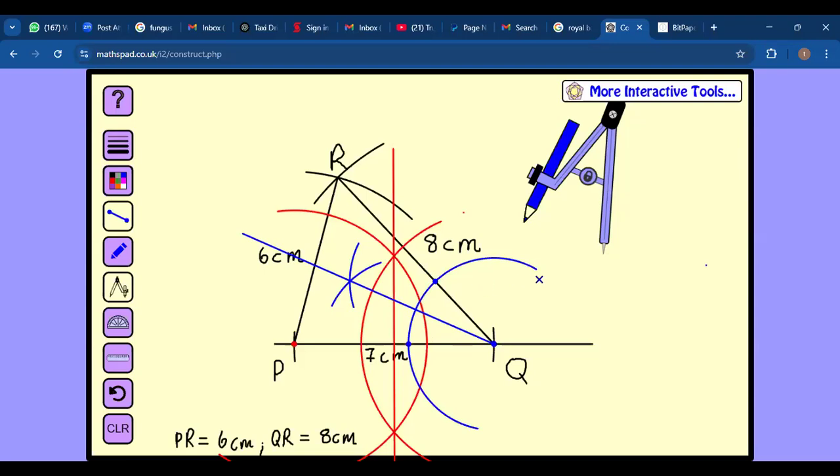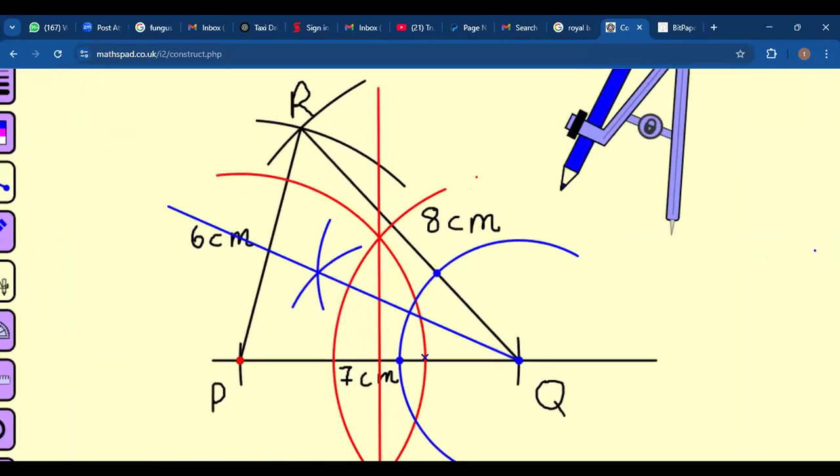What did we do here? The first thing I did, I drew an arc. Then I came to this point and drew another arc, the interior arc. Then I came right here and drew another arc. And then I drew a line in the middle. Do you all understand what I'm doing or not?